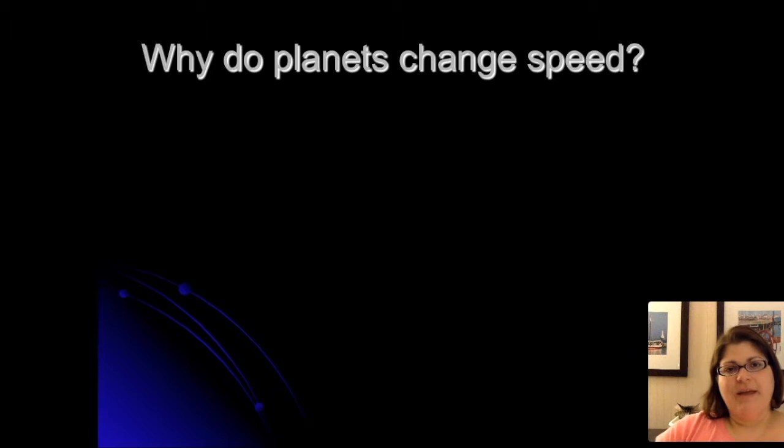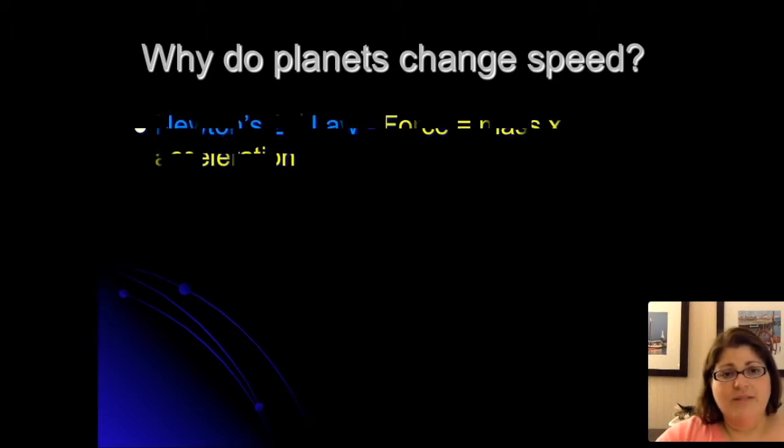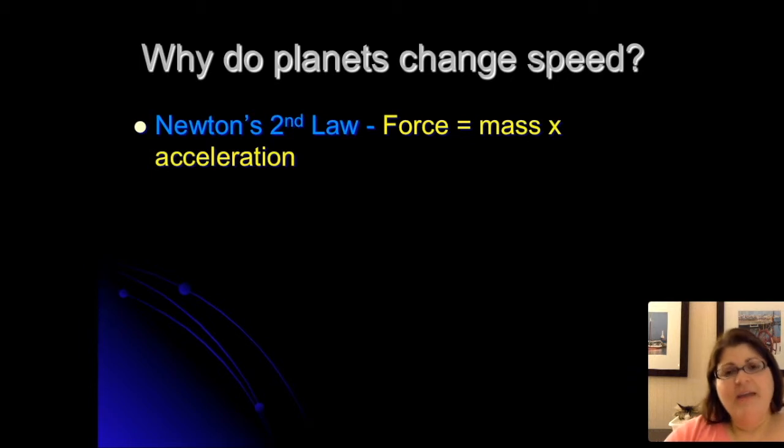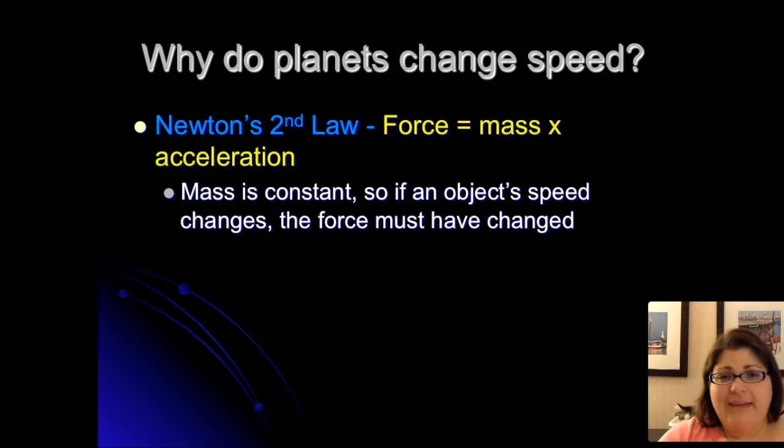So why is it that planets speed up and slow down? Well, once again, the answer comes from Newton. Newton's second law specifically tells us why, and his second law is that force equals mass times acceleration. Keep in mind that acceleration just means changing speed or direction. So, mass is constant. Planets don't lose and gain mass willy-nilly. They're pretty well fixed on that.